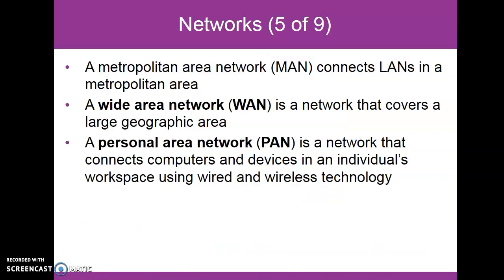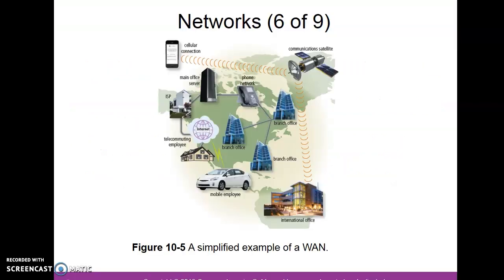Then we have MAN, a metropolitan area network. It is a high-speed network that connects local area networks in a metropolitan area such as a city or town and handles the bulk of communications activity across that region. A MAN usually is managed by a consortium of users or by a single network provider that sells that service to the users. Then a WAN, a wide area network, is a network that covers a large geographic area using a variety of wired and wireless transmission media. So this is an example of a WAN.